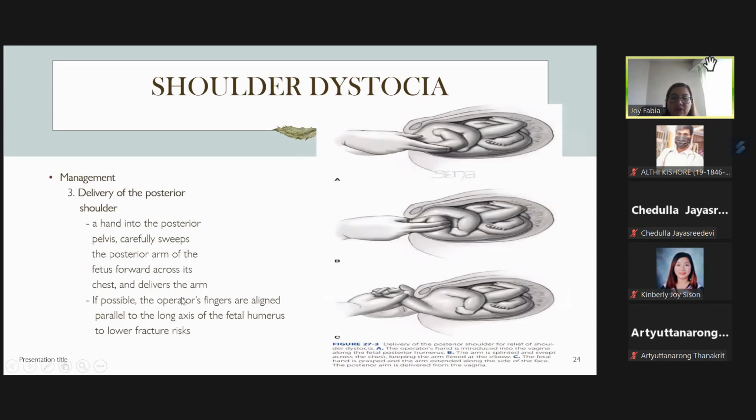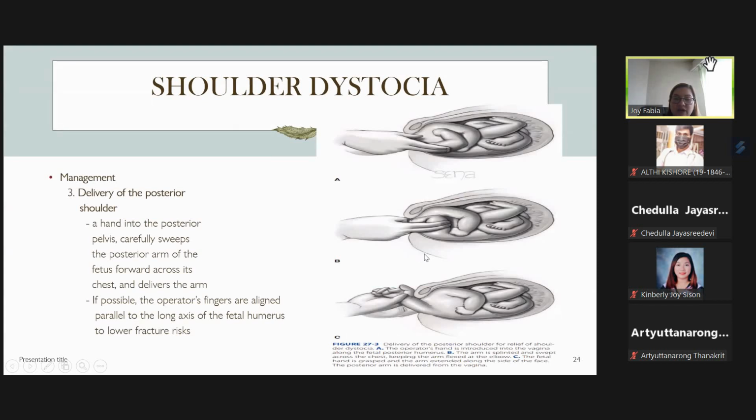Next is delivery of the posterior shoulder. A hand is carefully placed into the posterior pelvis and sweeps to the posterior arm of the fetus, which is forwarded across its chest, and delivers the arm.